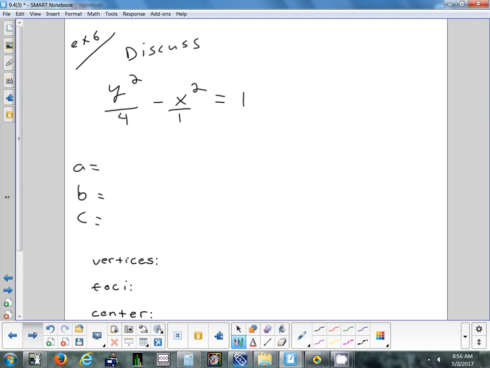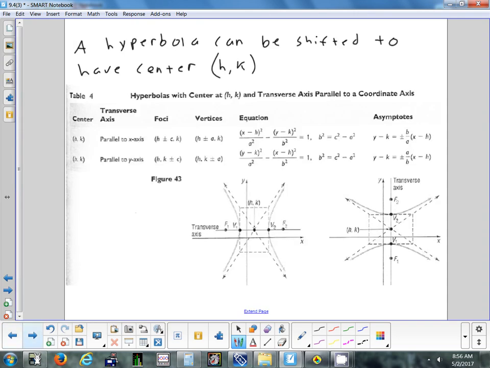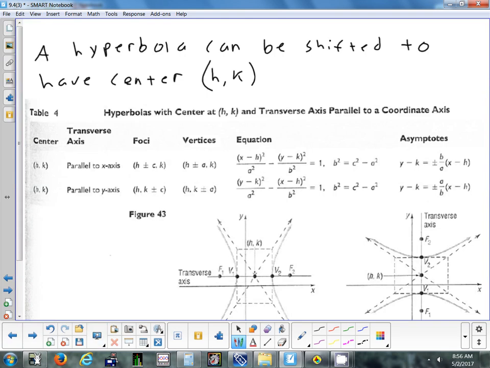All right. Does anybody feel like we need to discuss another one of the ones that aren't shifted? We've done a few of them. All right. So that's the chart from your book. Most of this stuff, I don't even think about that really. Because if I know the foci are C units away from the center and the vertices are A units away from the center, I can just figure that out. To me, that's just more stuff to try to memorize that I don't need.